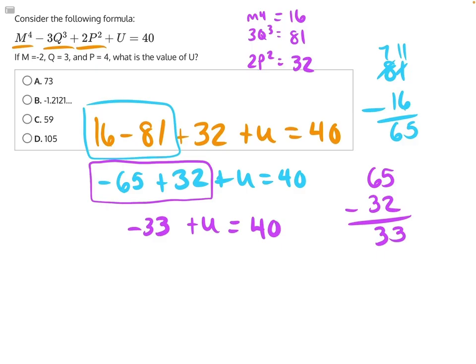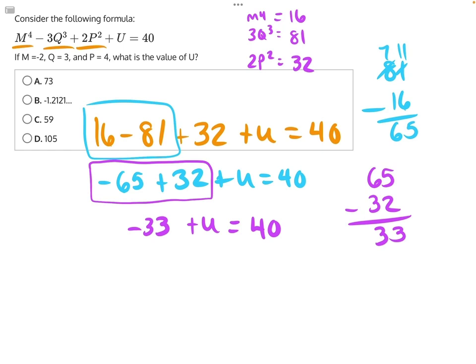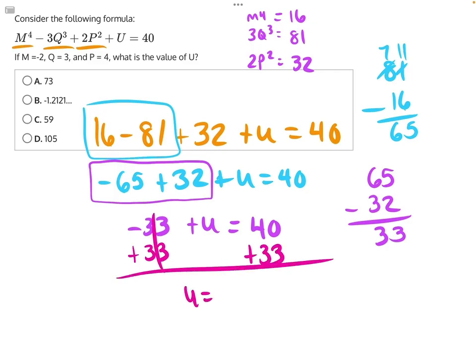Now the final step is to do opposite operations to solve for u. 33 is being subtracted, or it's negative, so we are going to do the opposite, which is adding it to both sides. These will cancel, giving us u is equal to 73, making A our correct answer.